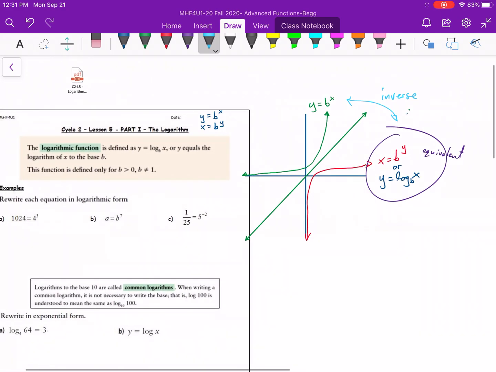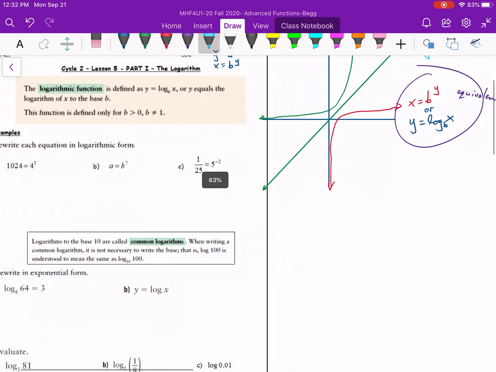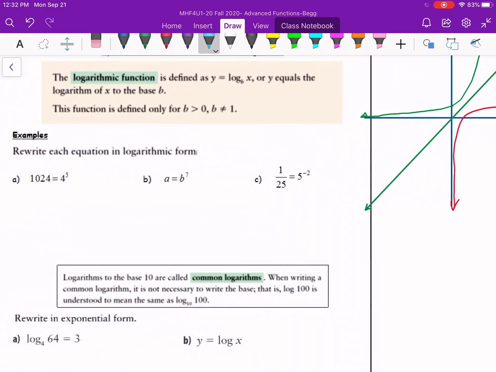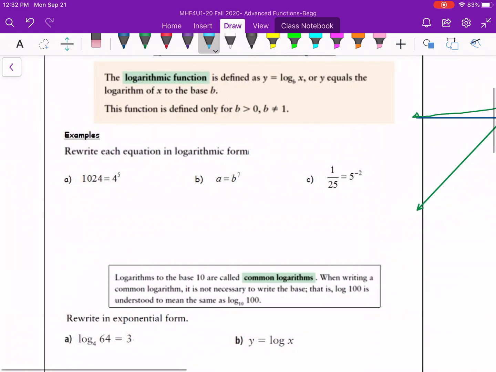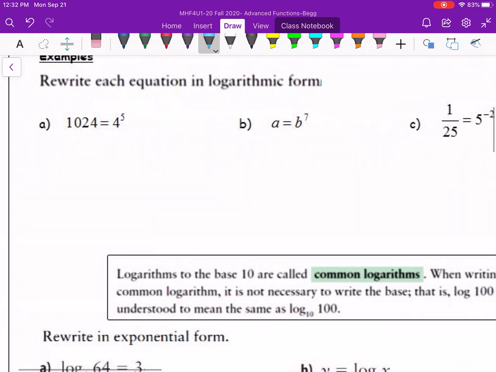So I think that's where we left it before. Remember, a logarithmic function is only defined, like an exponential function, for b greater than 0, and it can't be equal to 1. So here's some stuff that we can do just to play around with the equations of logarithmic functions. Again, logarithmic and exponential are just different ways of writing the same relationship. So we're going to start with some exponential equations.